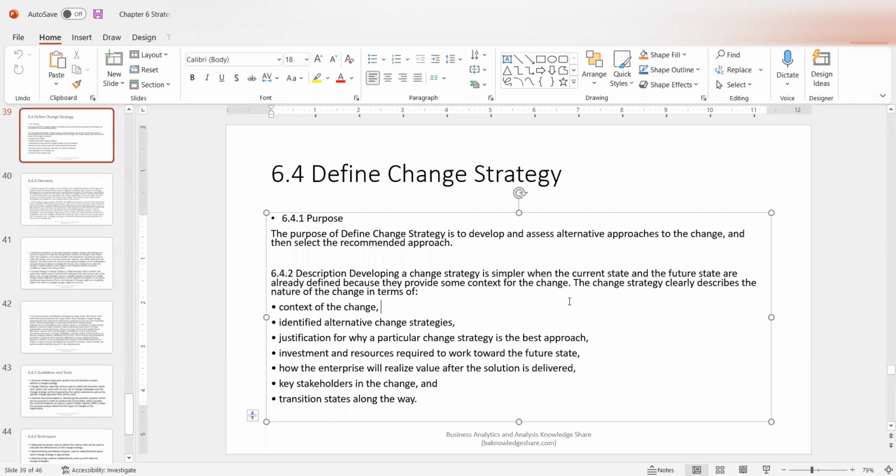the context of the change, identified alternative change strategies, justification for why a particular change strategy is the best approach, investment and resources required to work towards the future state, how the enterprise will realize value after the solution is delivered, key stakeholders in the change and transition states along the way.